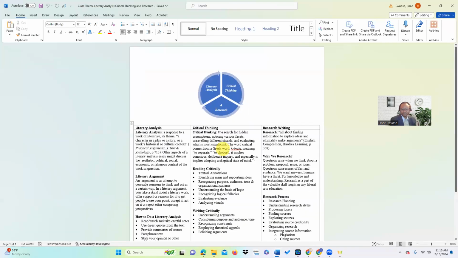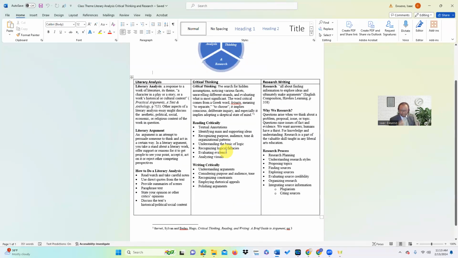So this is it. Literary analysis. This covers the scope of what we'll be discussing in this class. And critical thinking, of course, that's a term that people throw around a lot. And research writing, and this is the scope we'll cover. You're going to have a final research project.